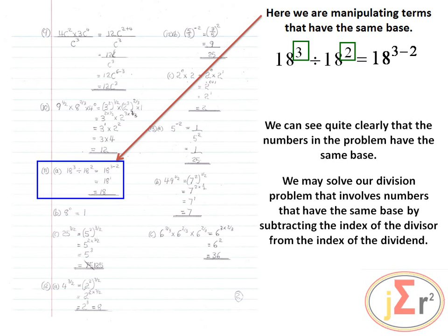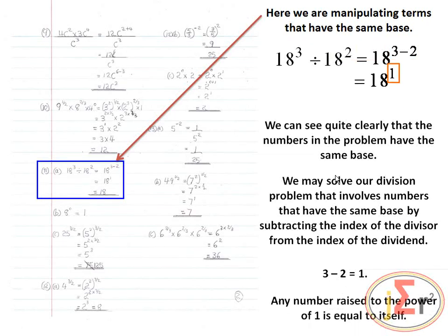We have 18 to the power of 3 minus 2, and 3 minus 2 is equal to 1. Further, any number raised to the power of 1 is equal to itself. 18 to the power of 1 is equal to 18.